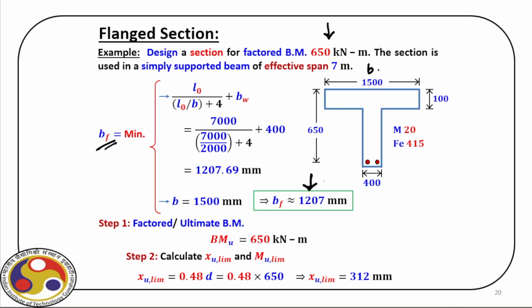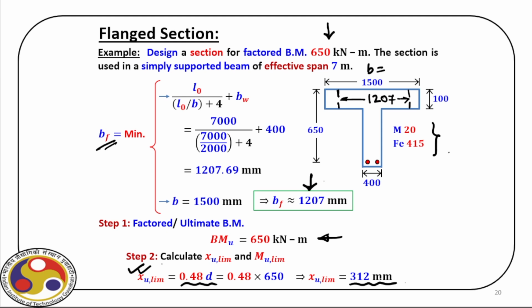Although B here is 1500, obviously we will not get the full B, but a B effective which is less than that, and this distance is 1207. So now we already have the factored bending moment which is 650 kilonewton meter, and then in the next step, first we calculate XU limit. For XU limit we already know, for the given material properties, for this case it is 0.48D, which is 312 millimeter.